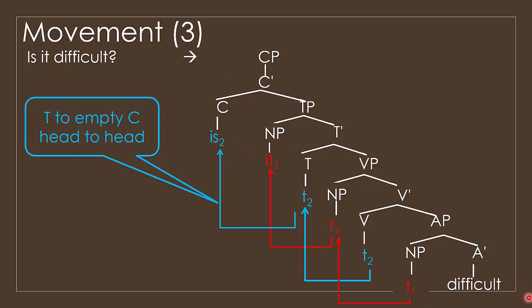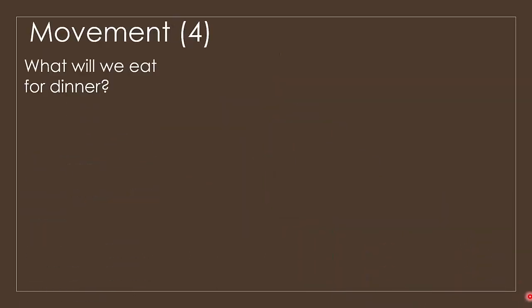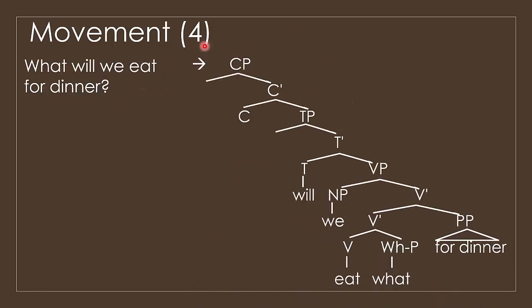Is it difficult? The next we have the question, what will you eat for dinner? This is a CP. And then the CP here has an empty C over here, and also an empty specifier. And then C here takes a TP as its complement, and "will" here is the head of TP, and will take a VP as its complement. And we can say that this is the D structure of the question, what will you eat for dinner?